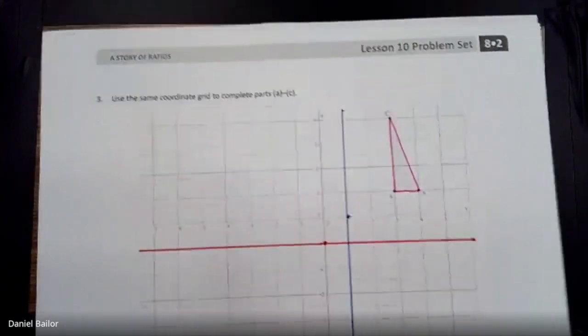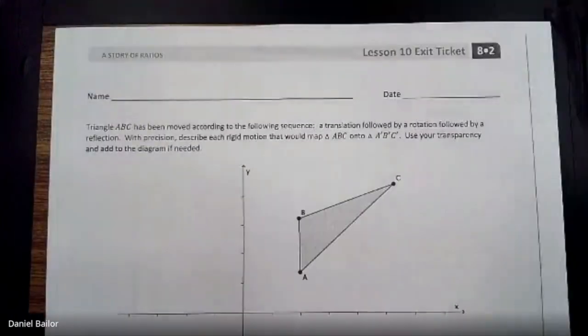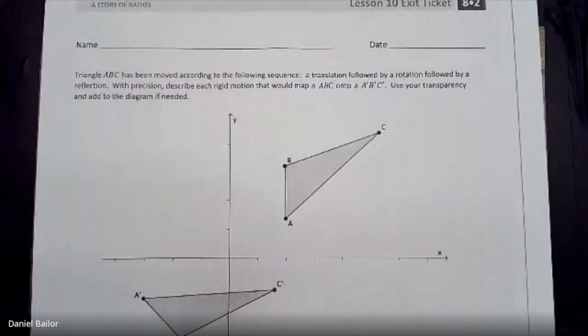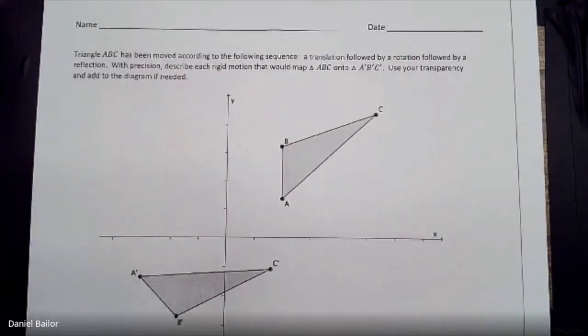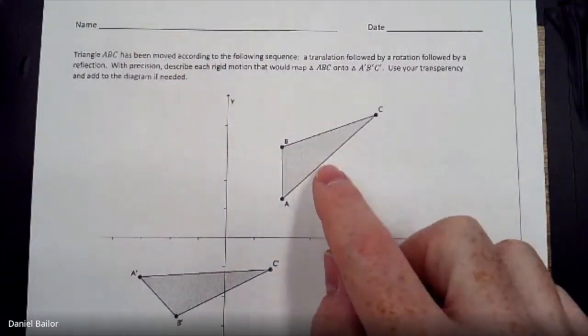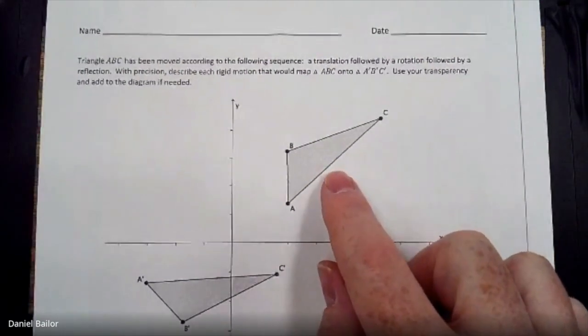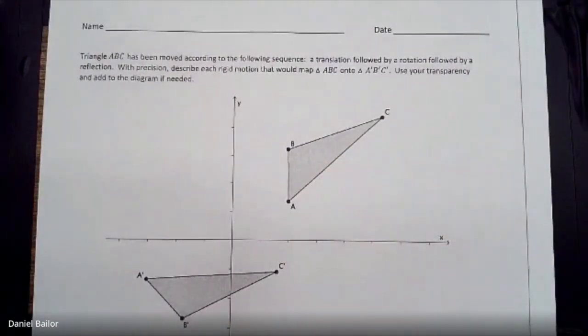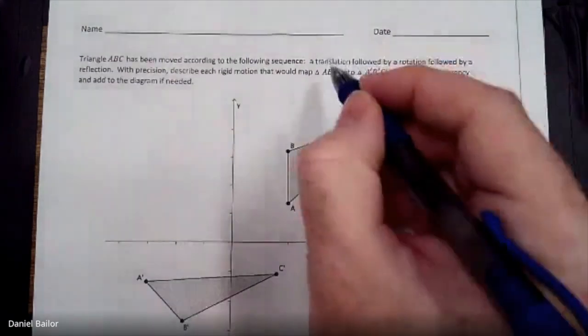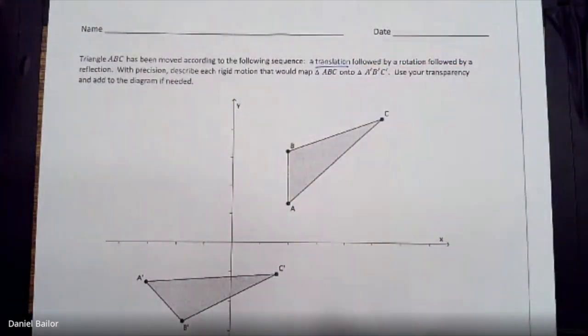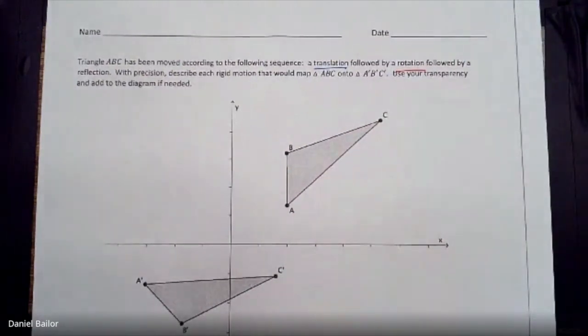After you finish the problem set and check your answers with mine, you should go back to page 109 and complete the exit ticket. The exit ticket is what you're going to take a picture of and turn in on the Google Classroom today. So there's just one problem. It says triangle ABC has been moved according to the following sequence: a translation followed by a rotation followed by a reflection. So there was a translation, a rotation, and a reflection.